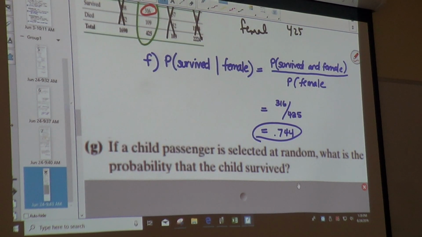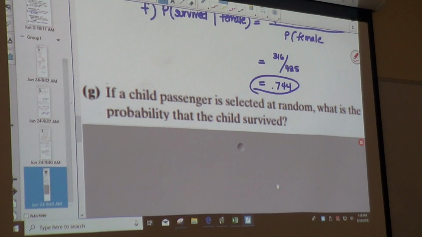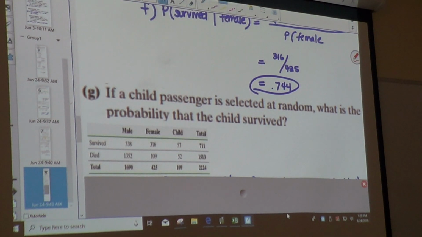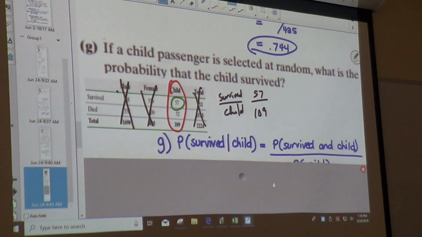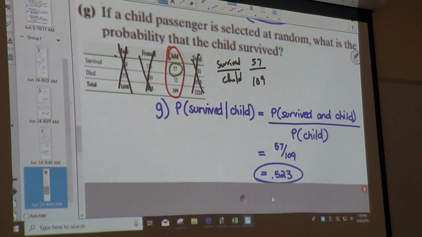If a child is selected at random, what is the probability that the child survived? 57 over 109. So we want a survived out of just the child. So we are only looking at the children and the ones that survived. So 52% of the children survived.